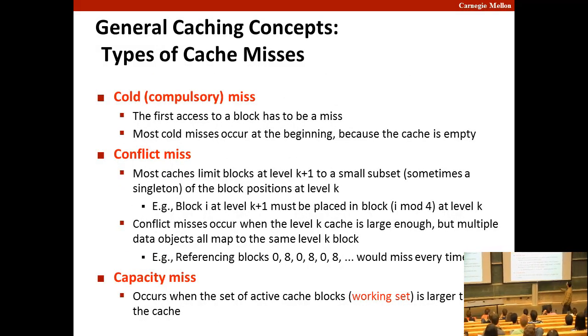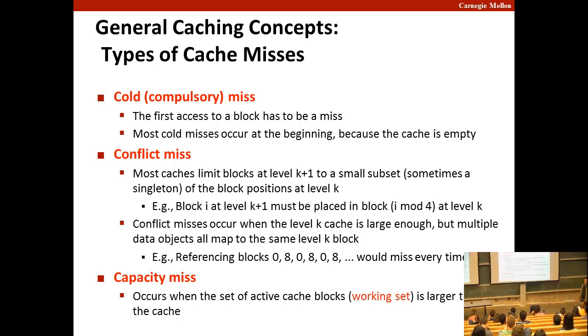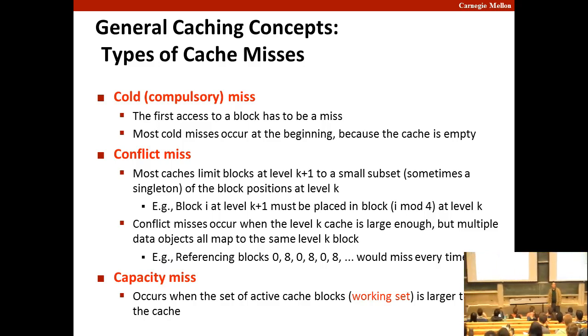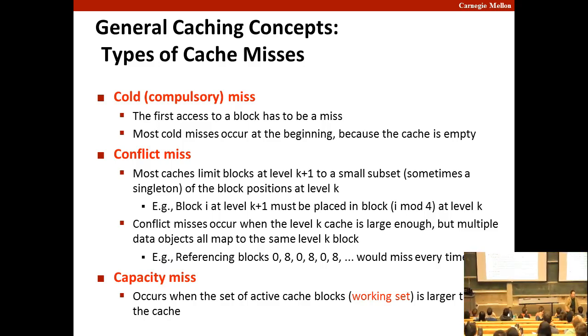When we talk about misses, there are three types of misses. Compulsory misses, conflict misses, and capacity misses. So let's talk about what they are. When I turn the system on, is there anything in my cache? No. Okay, if there's nothing in my cache, is it possible to have a cache hit?